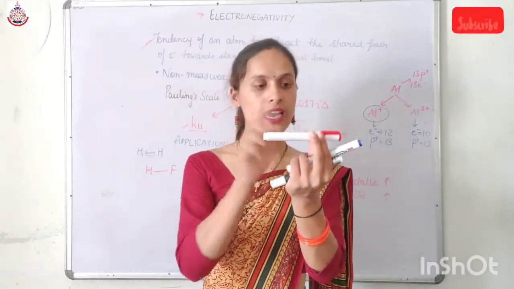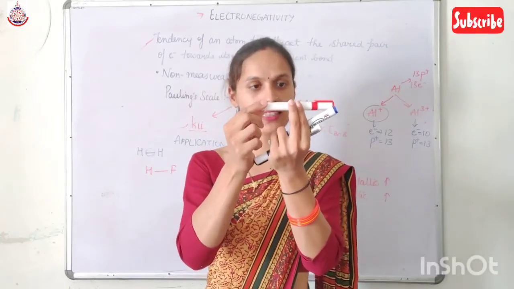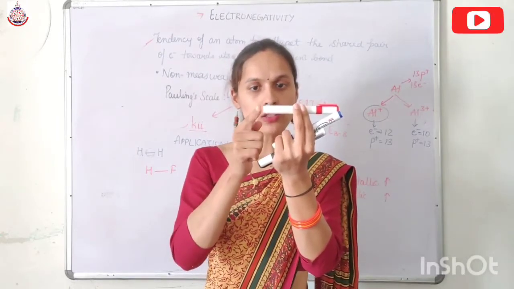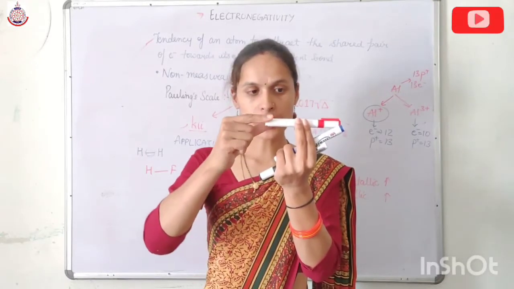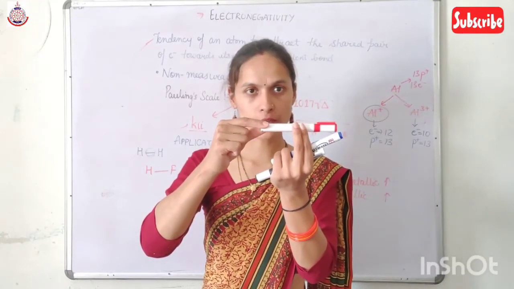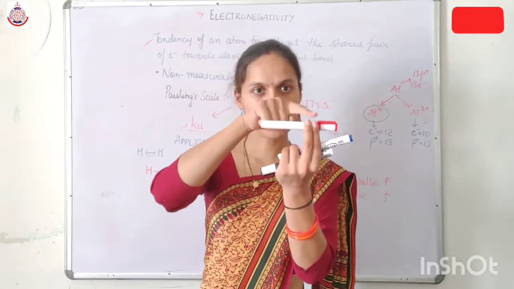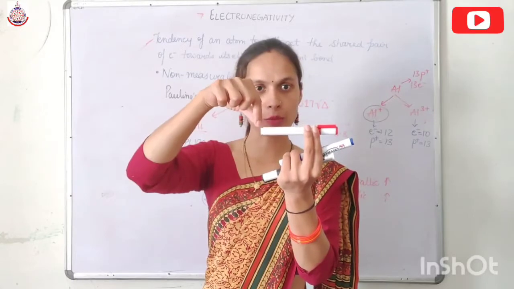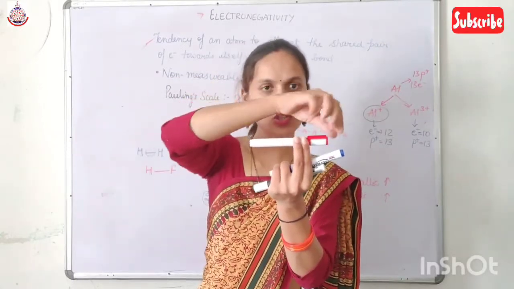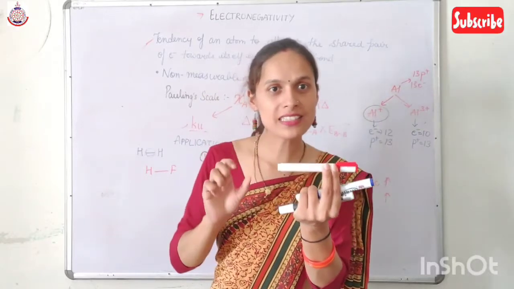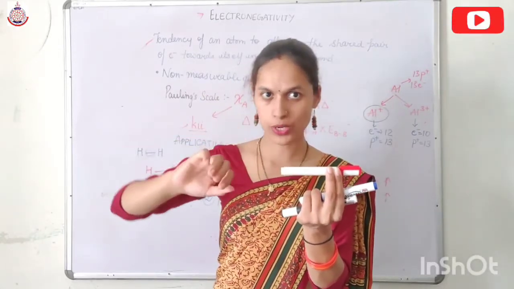Now suppose here I have hydrogen, here I have fluorine, and this is the middle portion. Because fluorine is more electronegative than hydrogen, fluorine tries to attract the shared pair of electrons towards itself. Now, my finger is here. This is not the half portion. This portion is shifted towards the fluorine side and this portion is for hydrogen. As a result, the electron cloud is more towards the fluorine.